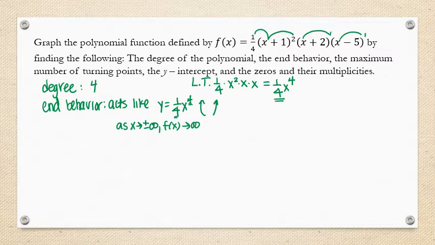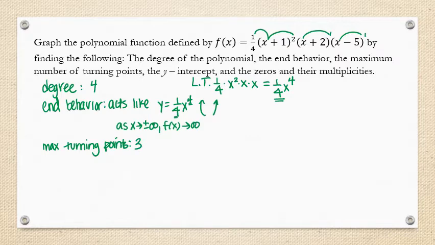The maximum number of turning points. So we stated that the maximum number of turning points is 1 less than the degree, or the degree minus 1. So 4 minus 1 is 3.